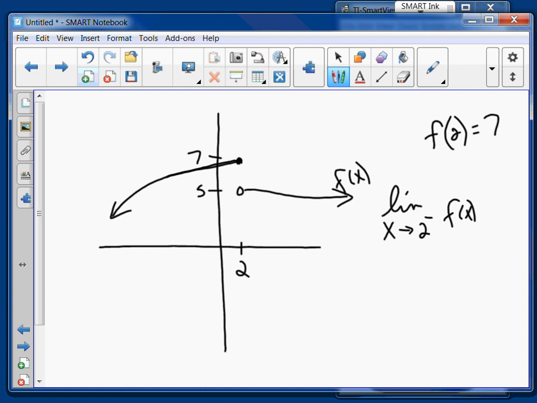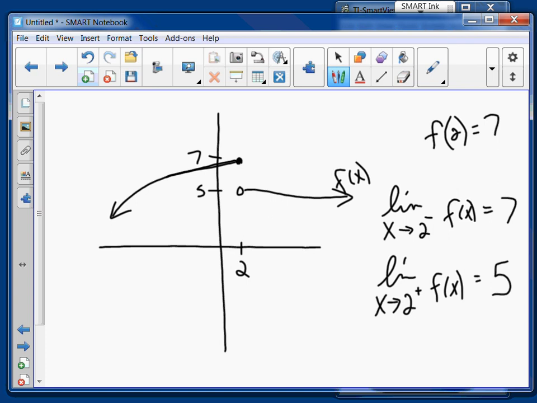7. So the limit as x approaches 2 from the right, a little superscript plus will mean from the right. So what is that limit? That's 5. Now, if the left limit does not equal the right limit, then the overall limit does not exist. But it can have left and right limits, even though the limit doesn't exist at that point. So those are one-sided limits. It's just from the left or from the right.